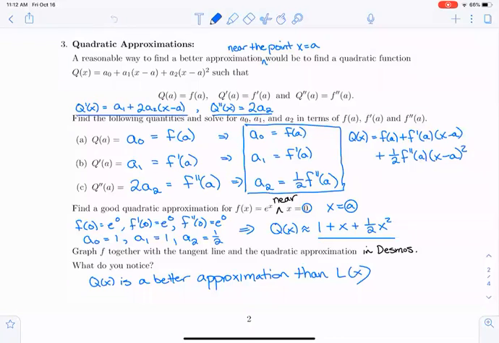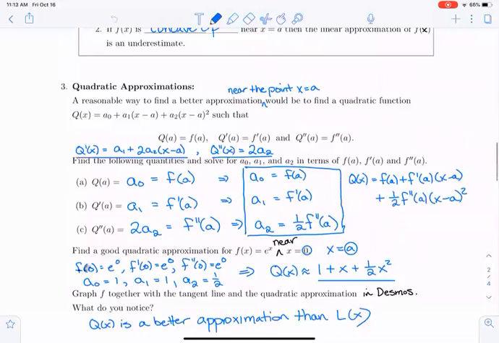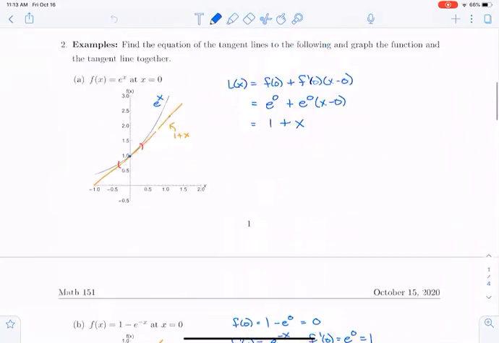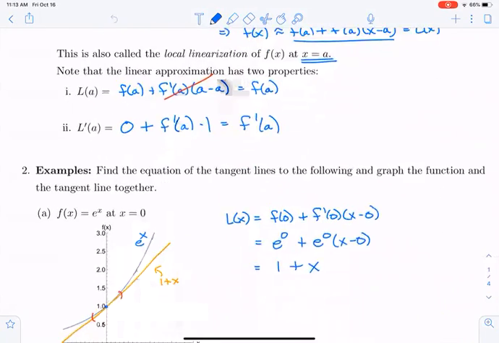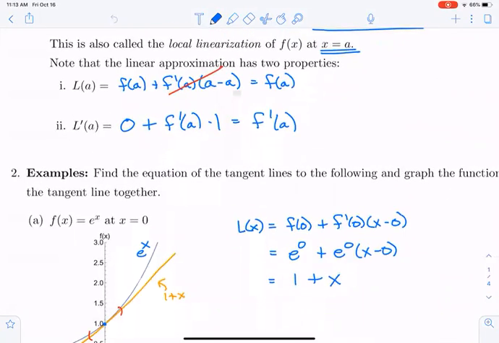Previously we looked at quadratic approximations, and the idea was that we wanted to extend linear approximations. So linear approximations, if I start back here, had this interesting property that the linear approximation at the point x equals a is equal to the function at x equals a, and the derivative of the linear approximation at x equals a matches the function at x equals a.